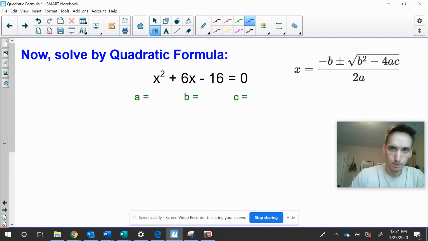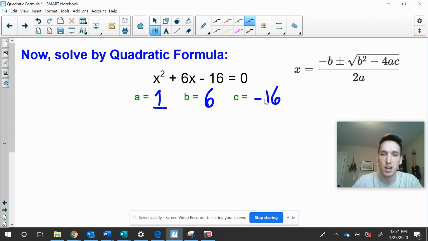So all we got to do to be able to fill this out is know what a, b, and c are, right? And obviously we get those straight from the equation. It's in standard form and it equals 0. So now I know I'm good to go using the quadratic formula. a is 1, b is 6, c is negative 16. Make sure you're keeping in mind the signs, right? So I know a, I know b, I know c. Now let's go ahead and plug this all into the quadratic formula.